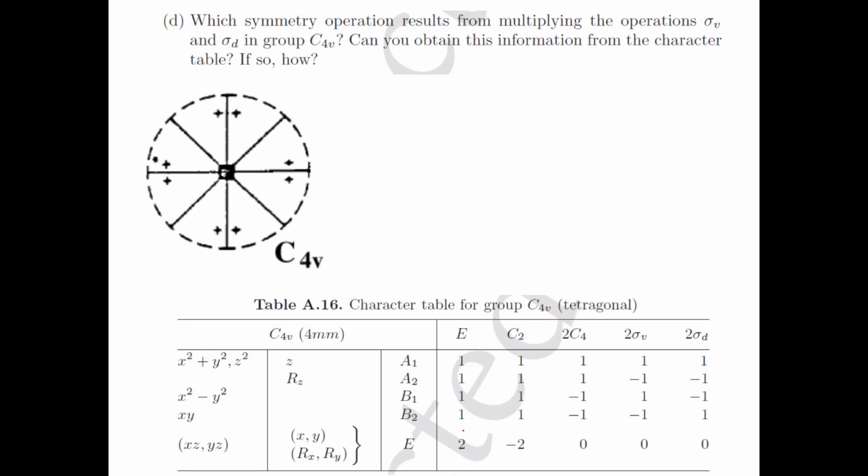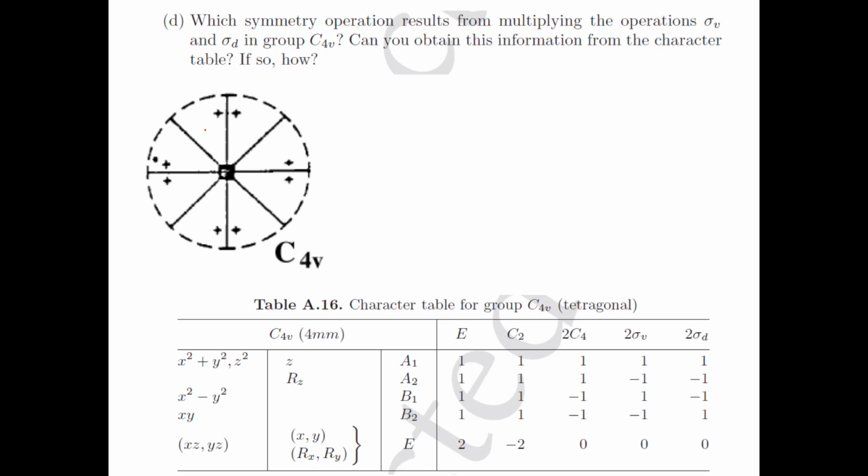Okay, let's move on. Letter D. Which symmetry operation results from multiplying the operations sigma v and sigma d in the group C4v? So this is the character table of group C4v, and this is the stereogram. There's another question here, which is, can you obtain this information from the character table? So let us do it in both ways. Let us first work with the stereogram, and then we work with the character table.